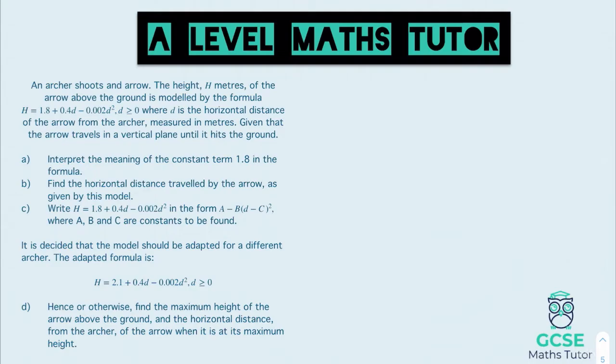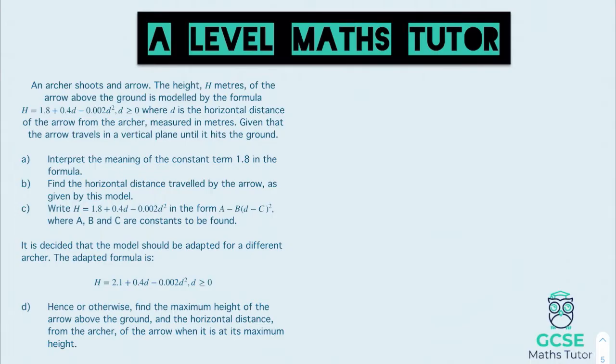So it says in this question, an archer shoots an arrow and the height h meters of the arrow above the ground is modelled by the formula. And it gives us our formula here. So it says that h is equal to 1.8 plus 0.4d, take away 0.02d squared. So we've got some pretty nasty numbers in this.